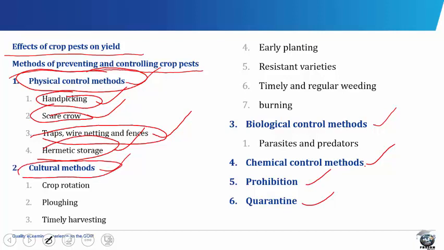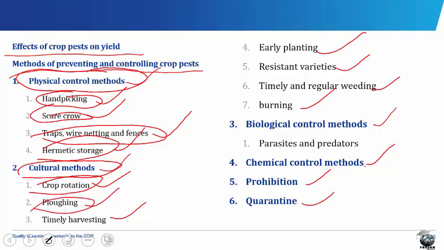The cultural method involves crop rotation, plowing, timely harvesting, early planting, resistant varieties, timely and regular weeding, and also burning. Cultural control method involves the use of good cultural practices to enable crops escape pest attack or to reduce or destroy their population. In crop rotation, crops that are open to pest attack are rotated with those that are not. The pests eventually die off. Plowing buries the eggs and immature stages of some insects.